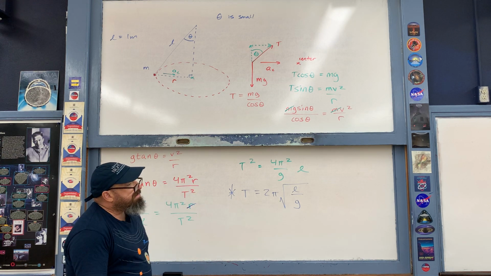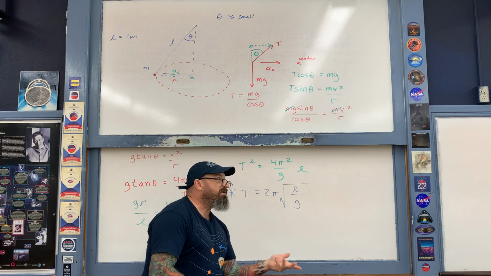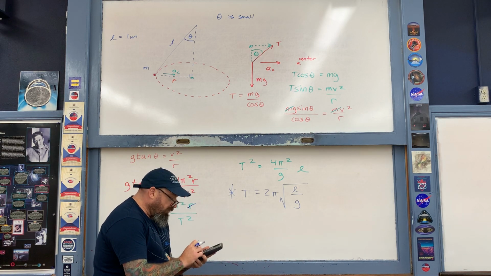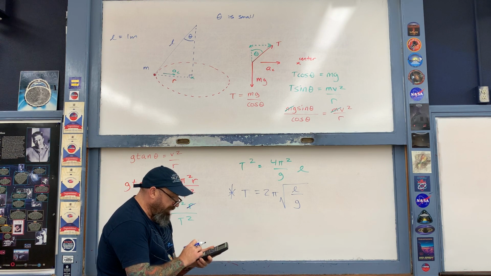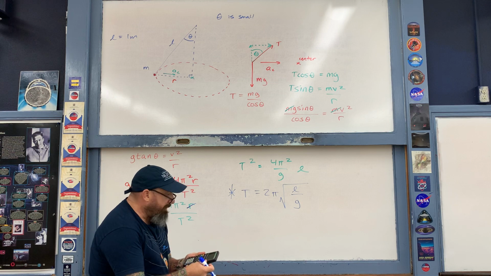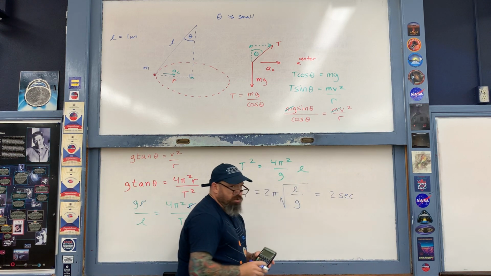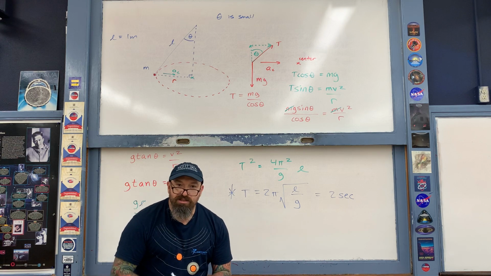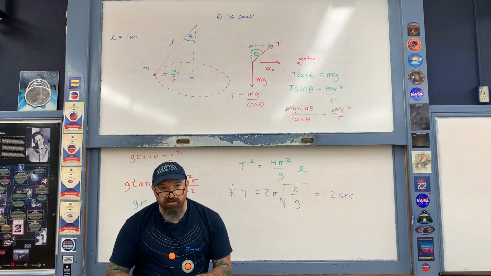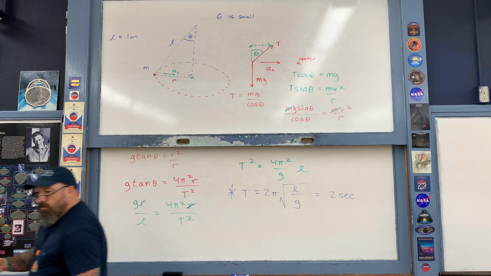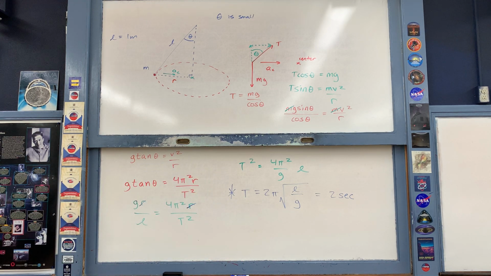What we were given in this example is that the length of the string is 1 meter. So if I have 2 pi and then I multiply by the square root of 1 divided by 9.8, where the length of the string is 1 meter, I end up with my period being equal to about 2 seconds. So let me now demonstrate this to you. With my conical pendulum, I approximately do have a length of string that's equal to 1 meter. I'm going to have to reposition my phone once again in order to do this, so bear with me as I do.